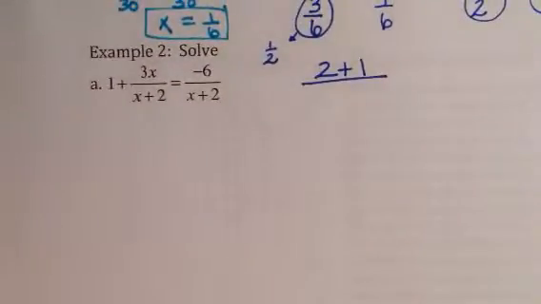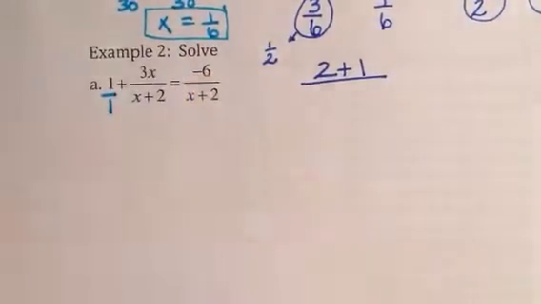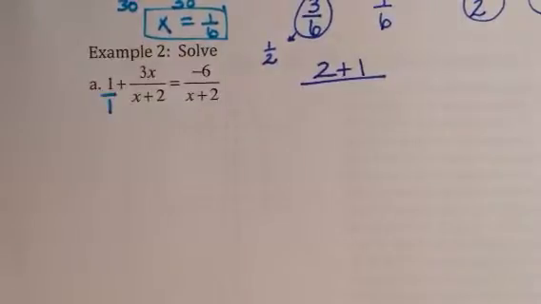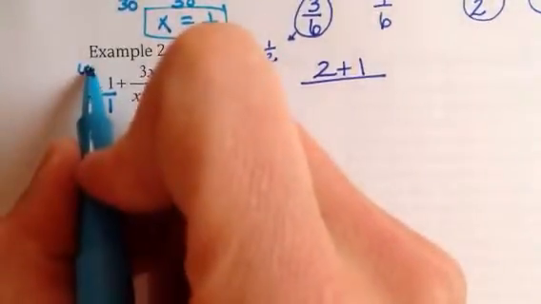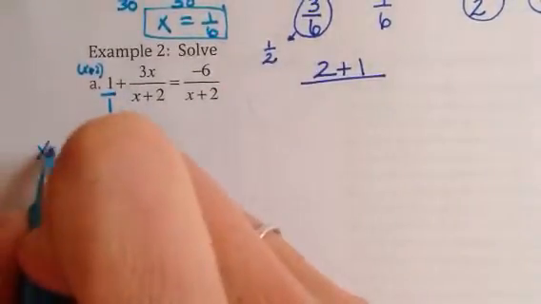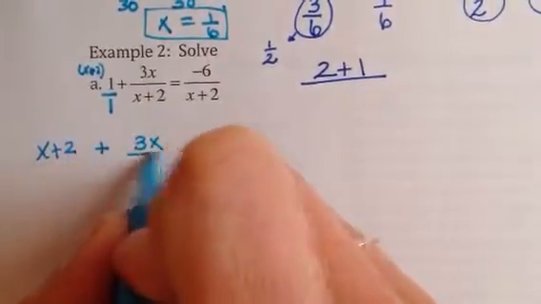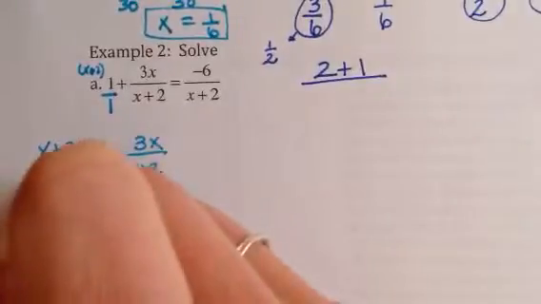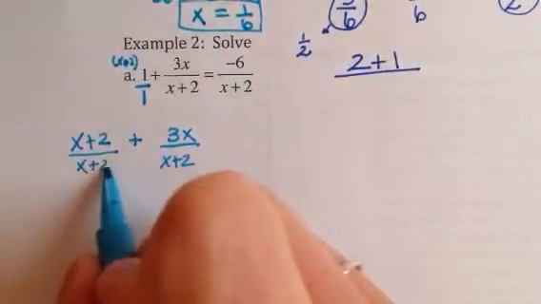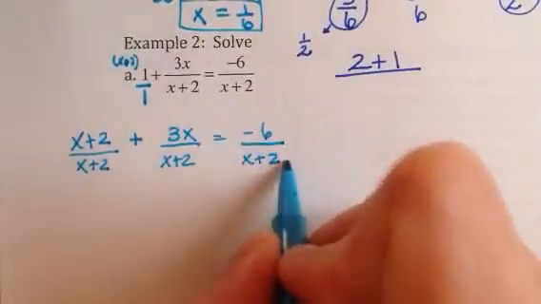As always, we're going to continue with the same process. We're just going to step it up a little bit. So as you can see, already in my denominator I have x plus 2, but I have this term of 1, and I can turn it to a fraction by putting it over 1. So it is missing the common denominator of x plus 2. So I'm going to have 1 times x plus 2 over x plus 2, plus 3x over x plus 2, equaling -6 over x plus 2.